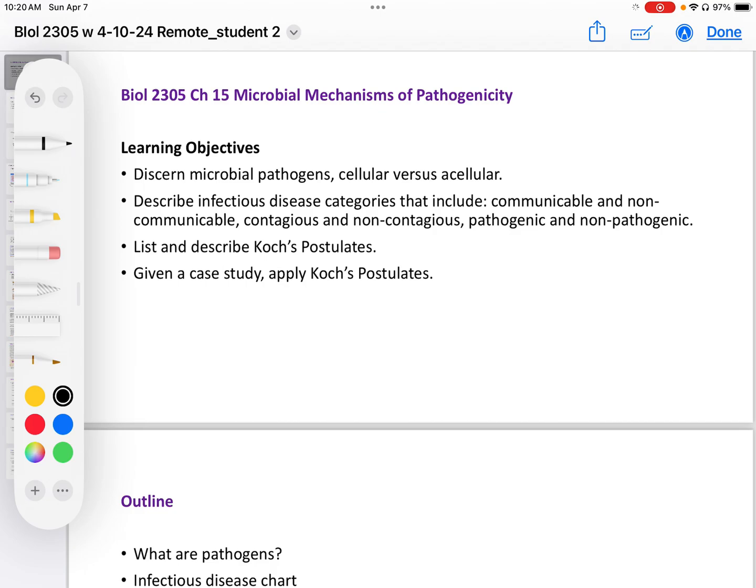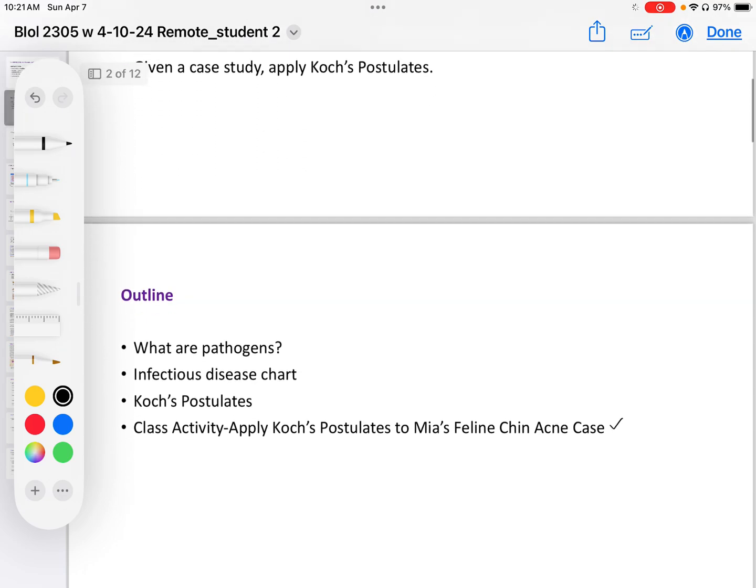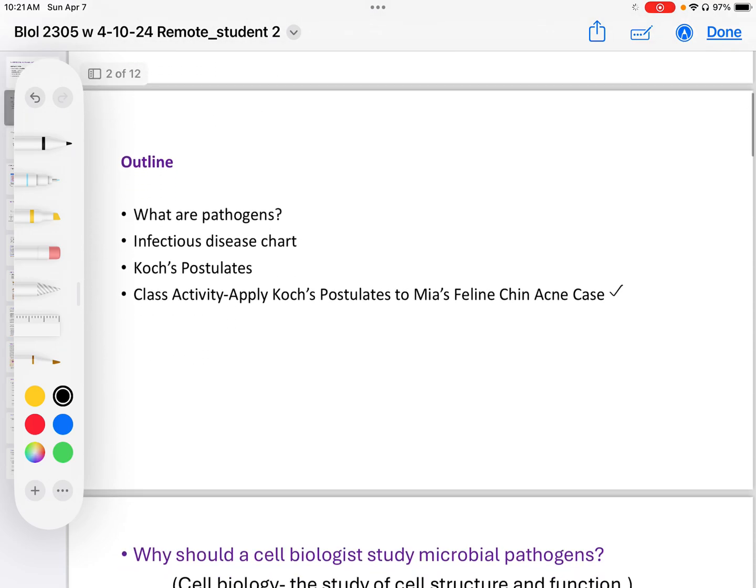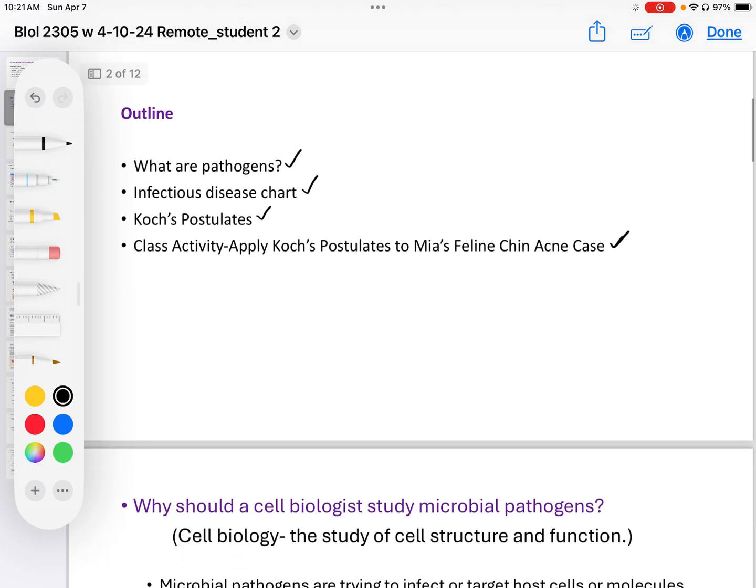Hi, so this chapter we're going to cover Chapter 15, Microbial Mechanisms of Pathogenicity. These are the learning objectives that we're going to cover for this chapter. In our outline for today, we're going to talk through what are pathogens. We're going to work through an infectious disease chart, learn about Koch's postulates, and then we are going to apply Koch's postulates to a feline chin acne case.